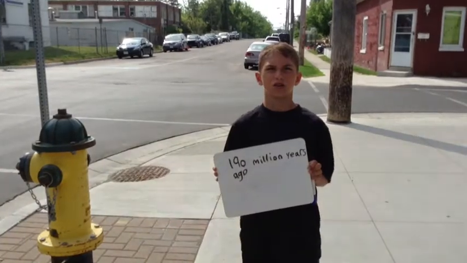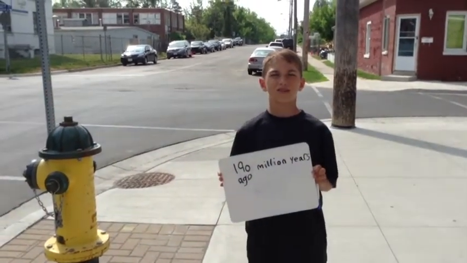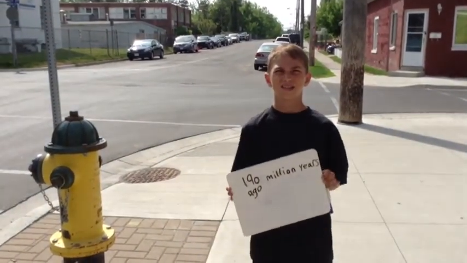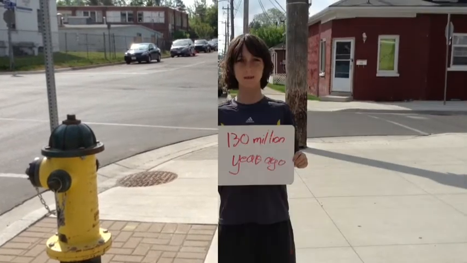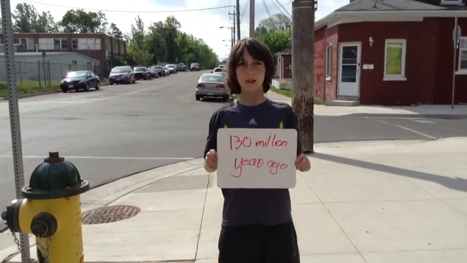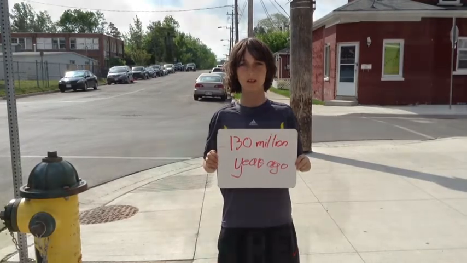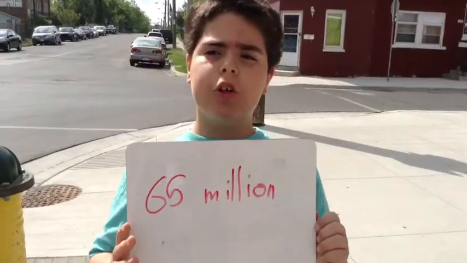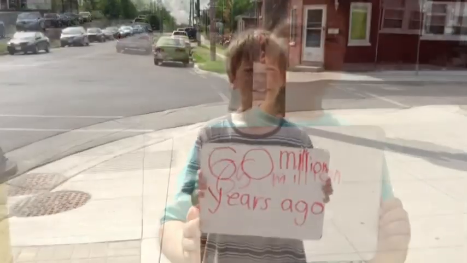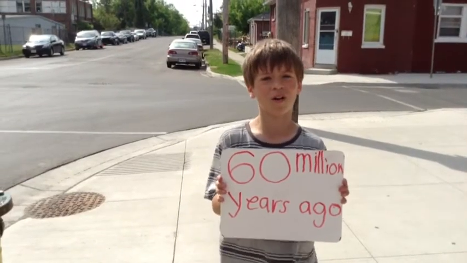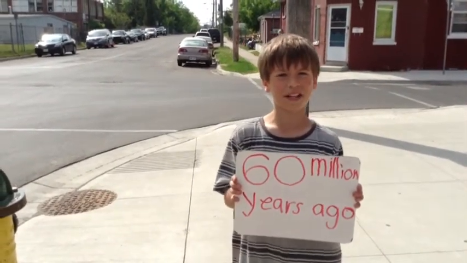90 million years ago, landmass broke into continents. 30 million years ago, plants and flowering appeared. 65 million years ago, dinosaurs became extinct. 60 million years ago, plants and birds appeared.